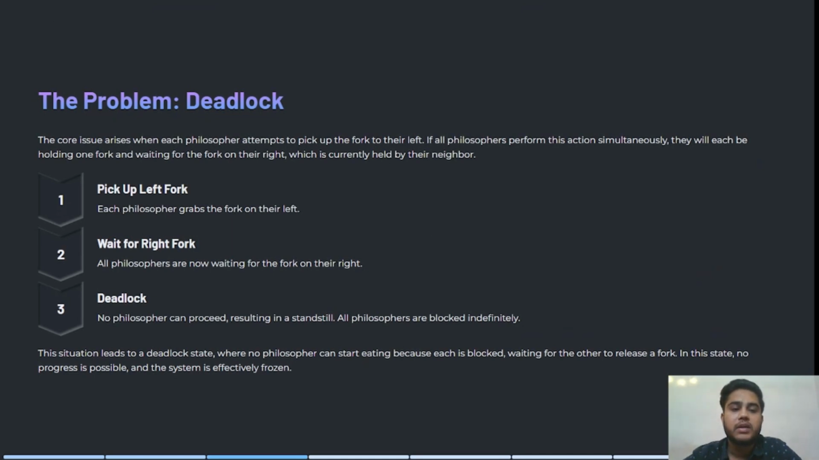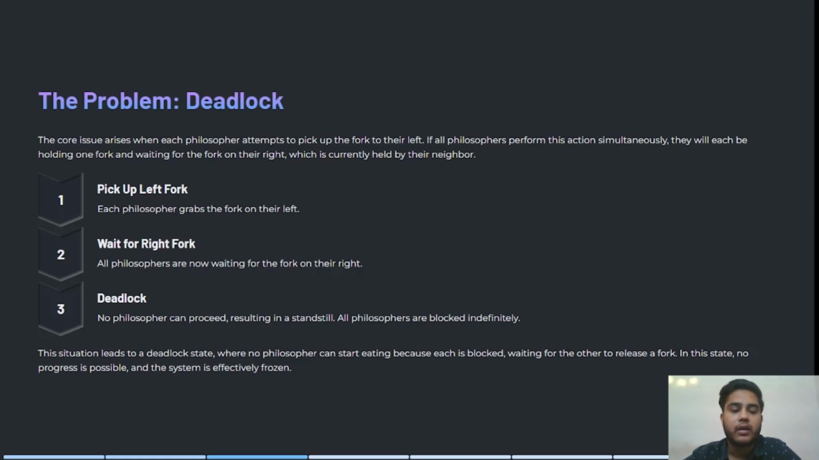So, the problem is deadlock. The core issue arises when each philosopher attempts to pick up the fork to their left. If all philosophers perform this action simultaneously, they will each be holding one fork and waiting for the fork on their right, which is currently held by their neighbor. Each philosopher grabs the fork on their left and then waits for the right fork.